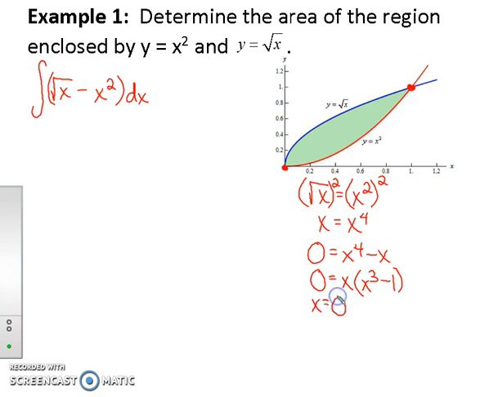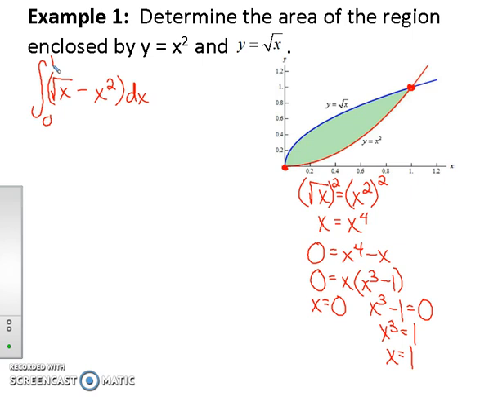So x equals 0, or x cubed minus 1 equals 0, which means x equals 1. So that first x coordinate is 0, just like we thought it was, and the second one is 1, just like we thought it was. Now it's just a matter of doing an integral.